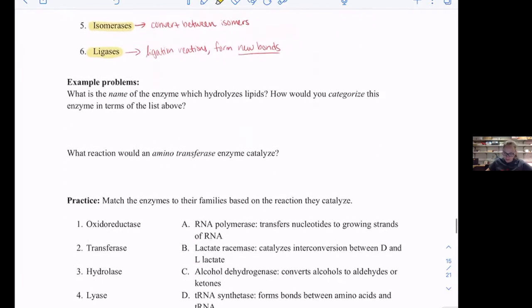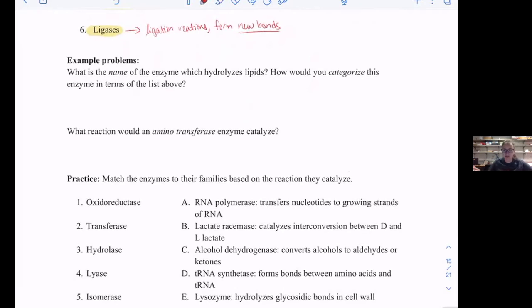So let's do a couple problems based off of our new knowledge of naming and classifying. What is the name of the enzyme that hydrolyzes lipids? How would you categorize this enzyme in terms of the list above? So if I'm going to hydrolyze lipids, the enzyme name I would give it is a lipase. So I'm going to just take lipid and change the end of the name to ase. And then I would categorize this, because it's a hydrolysis enzyme, as a hydrolase.